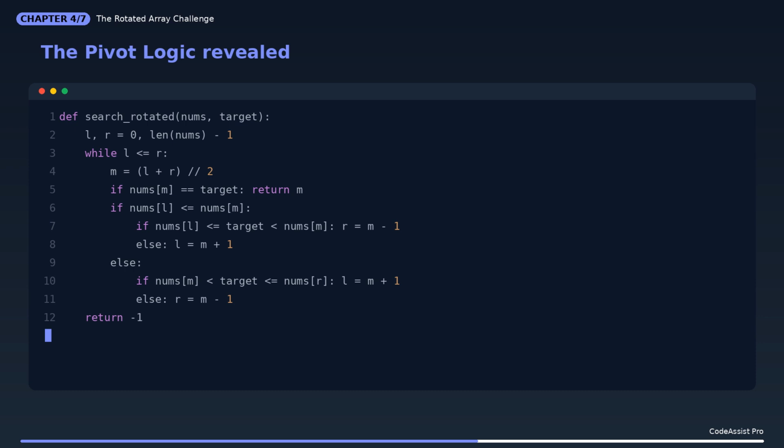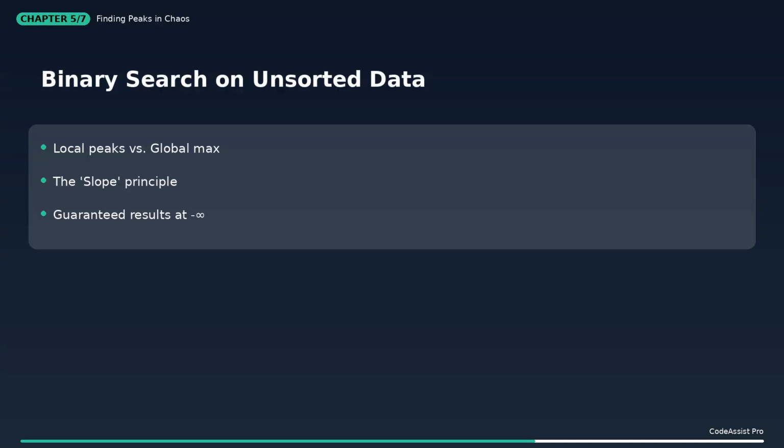Now, here's a variable reward. Did you know you can use binary search on an array that is completely unsorted? It sounds impossible, but we'll prove it with the peak element problem next. To find a peak, an element larger than its neighbors, we don't need a sorted list. We just need to follow the upward slope. If the element to your right is bigger, a peak must exist in that direction because the array eventually drops off. This is the monotonic property in action.